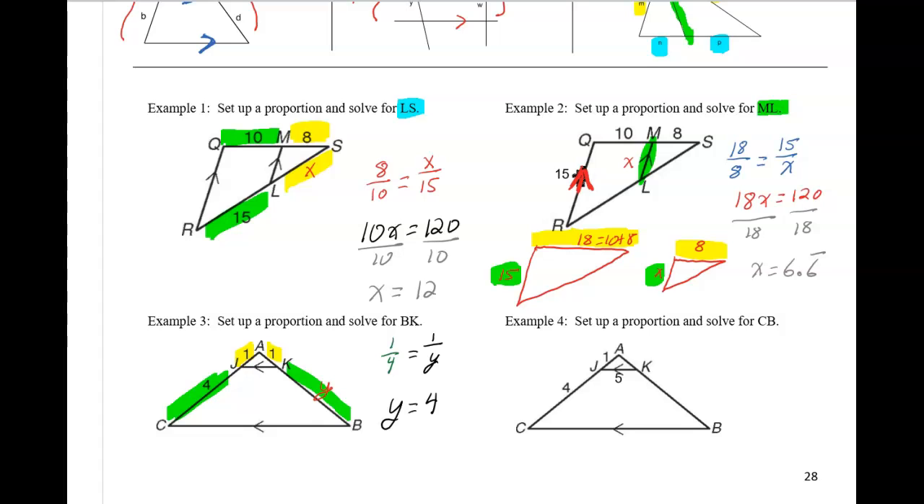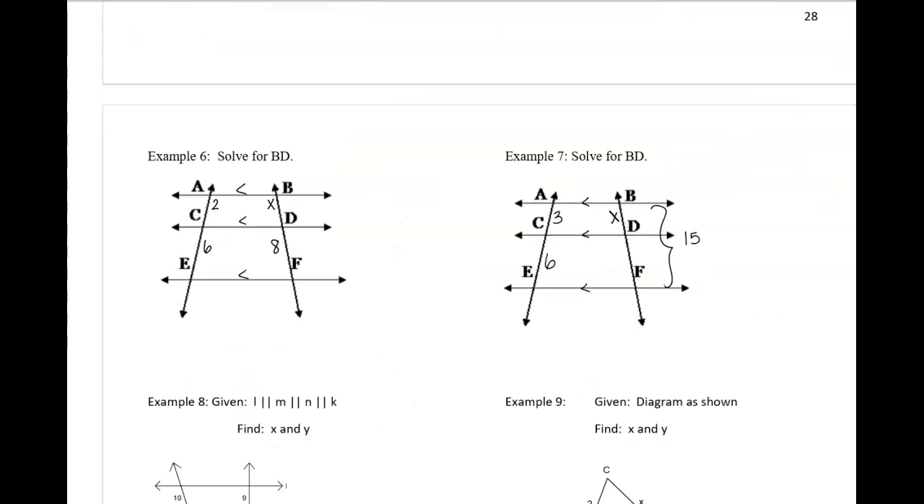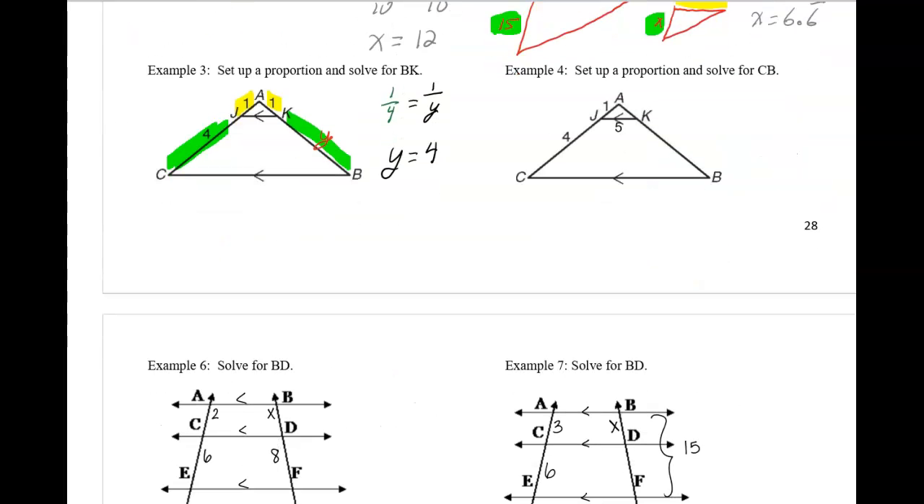In problem number 4, it's a similar idea. We are trying to solve for CB, which is one of the parallel sides. So what we learned we cannot apply, so I'm going to call that Y. And I'm going to draw the little triangle. We have 1 and 5. And I'm going to draw the big triangle.